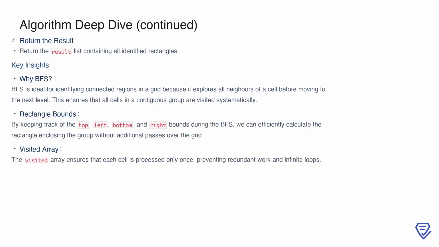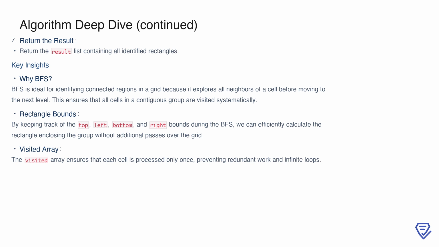After processing all cells in the grid, the algorithm returns the result list containing the top left and bottom right coordinates of all identified rectangles. This efficient process ensures we systematically find and store every group of farmland. BFS plays a crucial role here because it allows us to comprehensively explore connected regions, ensuring no farmland cell is missed. By tracking the top, left, bottom, and right bounds during BFS, we can determine the enclosing rectangle for each group without needing additional passes over the grid. The visited array is equally important because it prevents redundant processing of cells and avoids potential infinite loops.